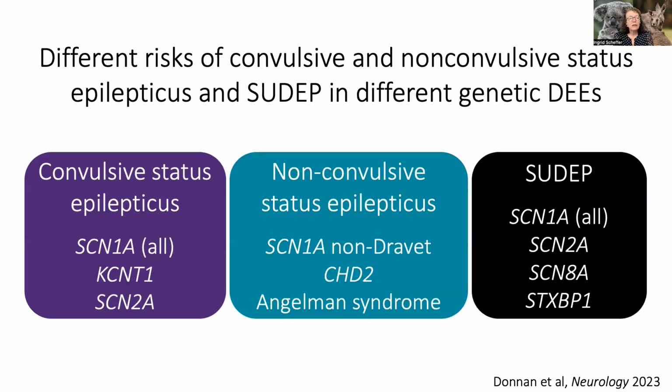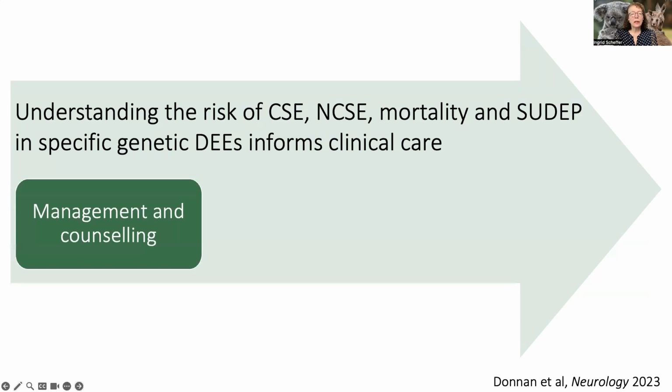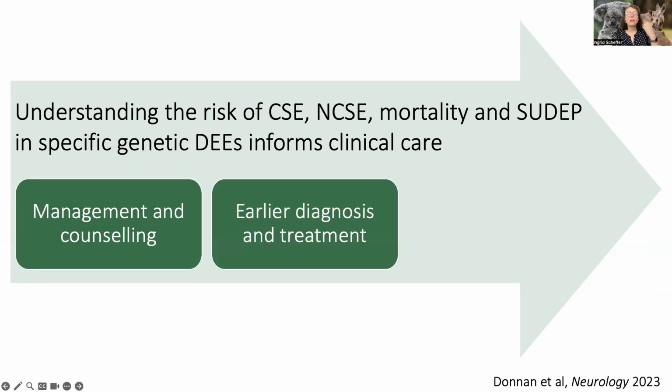So in this study, we found that different genes put you at risk of different complications, such as convulsive status epilepticus, non-convulsive status epilepticus, and sudden unexpected death in epilepsy. And I don't think this tells you definite facts for everyone, but it certainly gives us some leads about when we should worry about what particular complications. So understanding these risks informs clinical care. It helps doctors to manage and counsel parents about these risks and what to look out for.